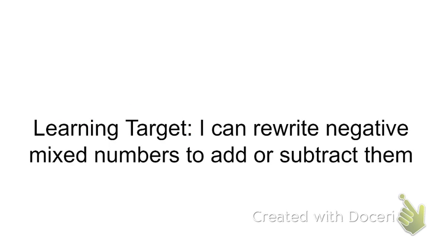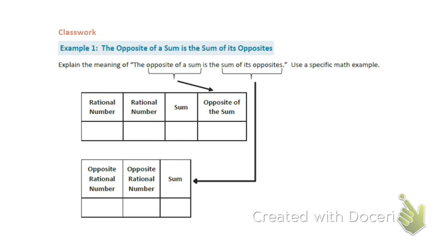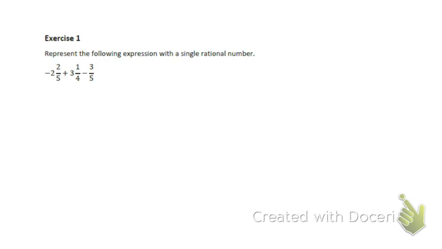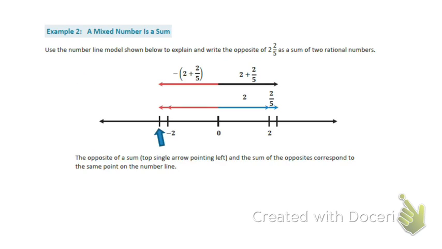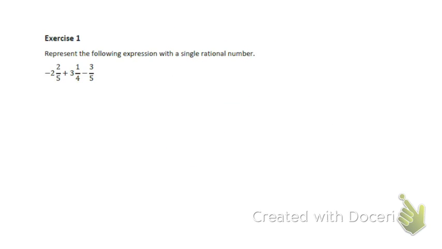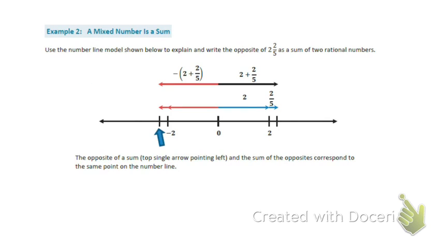Okay, so now in your module here, you see the learning target, it says, I can rewrite negative mixed numbers to add or subtract them. And that's kind of what we did a little bit. So before we look at the problem on the front page, I'll take a look at this page right here.